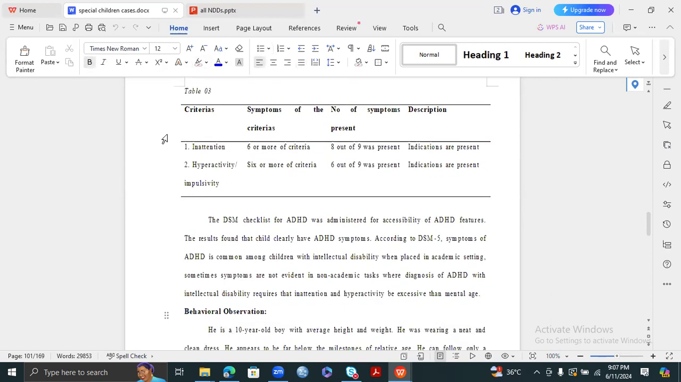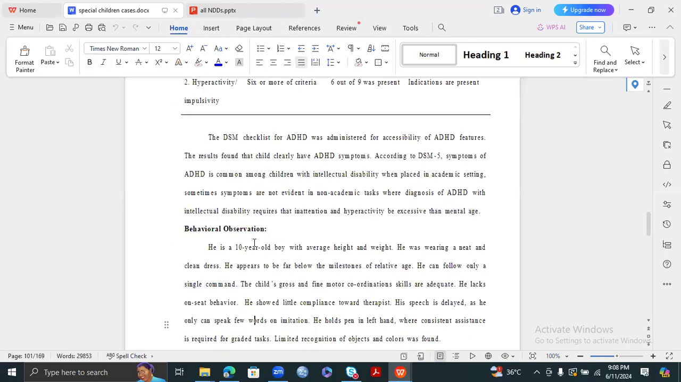So this was the checklist score of the DSM-5 TR for ADHD. In the case of inattention, the symptoms were met for 6 or more months, and 8 of the 9 symptoms of inattention were found in the client. In the case of hyperactivity or impulsivity, 6 or more symptoms were the criteria, and the child had 6 out of 9 symptoms present. So basically, the combined form was indicated in the child. All right.